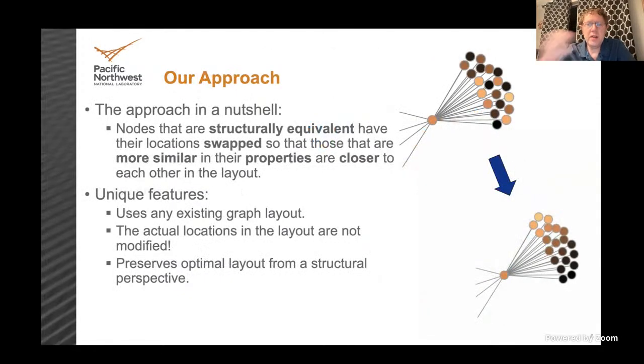So there are a lot of different ways you could try to solve this problem. There are existing algorithms out there, for instance, that take both the structure and properties into account, and they use both of those as part of an equation to move the nodes around so that both are taken into account. But what we wanted to do was take a classic graph layout that was focused primarily on structure, whether it's force-directed layout or any of these other existing layouts, and then simply swap the locations of the structurally equivalent nodes. We're not moving them around so much as just swapping them so that the ones that are more similar to each other in their properties are closer to each other in the final layout, which you can see in this example here.